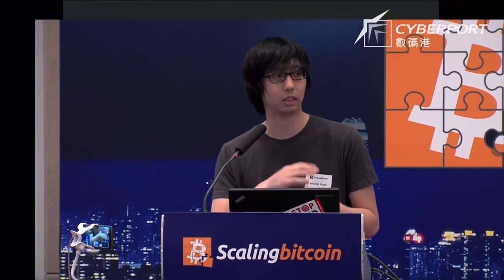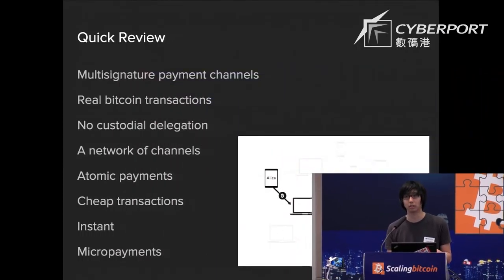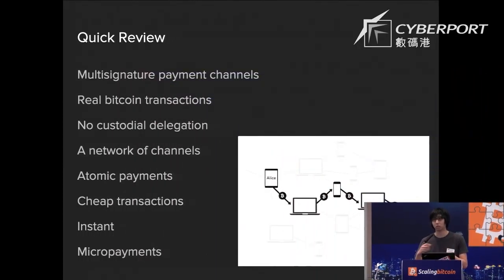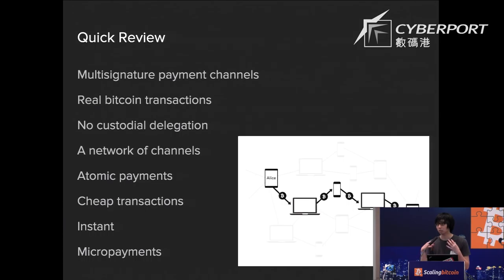But Lightning uses multi-signature payment channels. These are real Bitcoin transactions. This isn't like some kind of overlay network where you delegate funds into a different coin or anything like that. This is real Bitcoin. You're making real Bitcoin transactions.